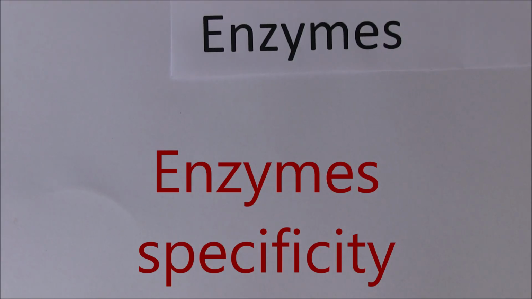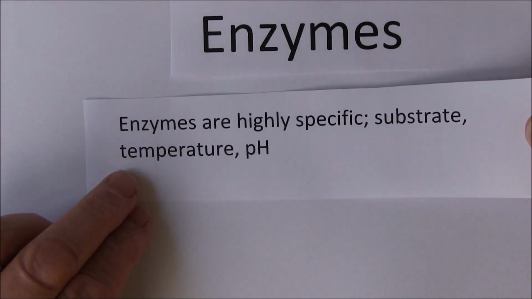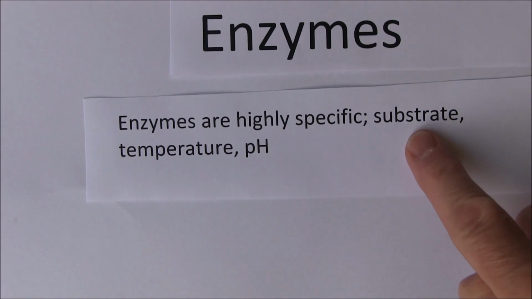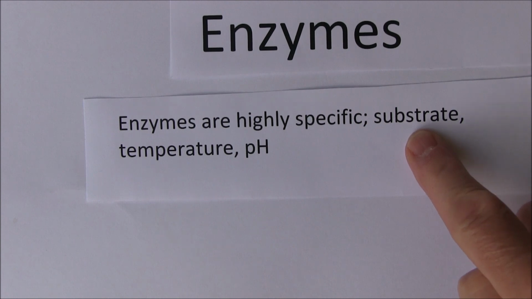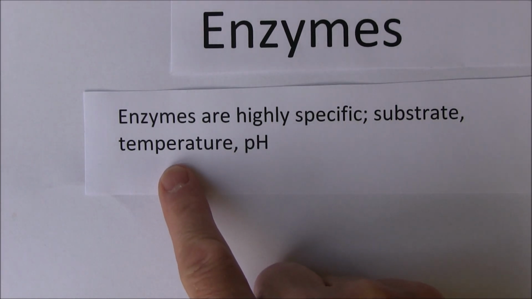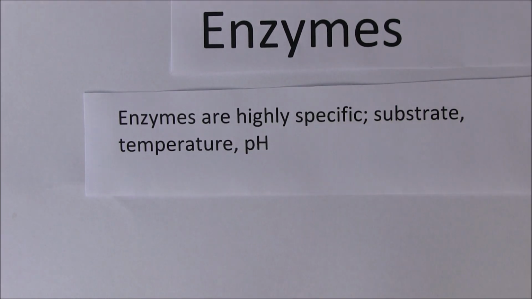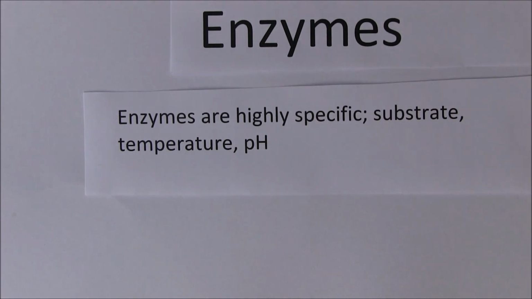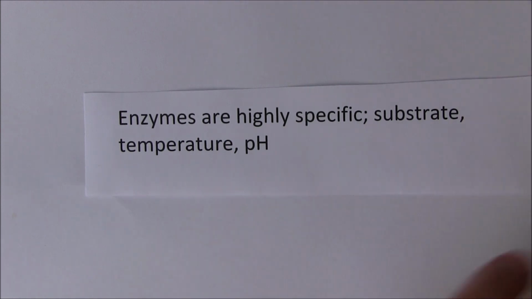Now, one of the important concepts about enzymes to grasp is that they are highly specific. They are specific molecules designed for a specific purpose. And specifically, they are specific to the substrate that they're going to act upon, the temperature at which they are going to act, and the pH of the environment in which they are acting. So first of all, let's think about the nature of the substrate.